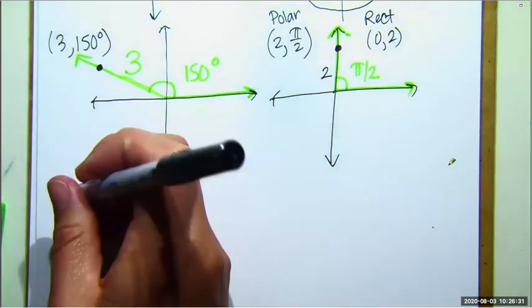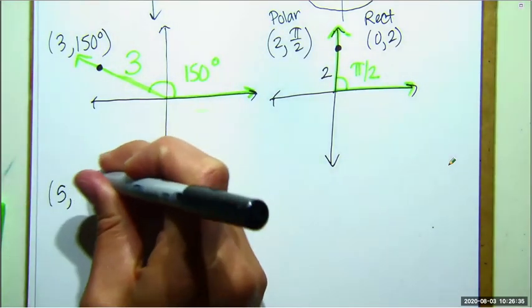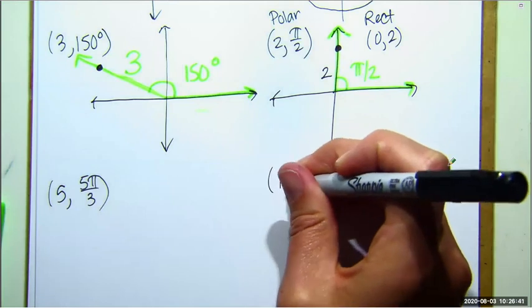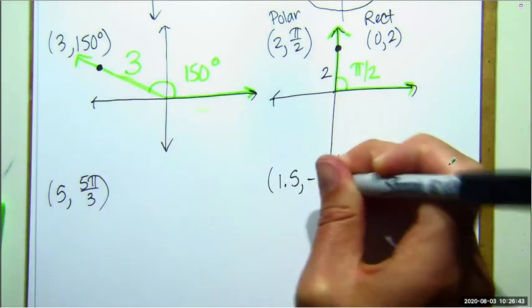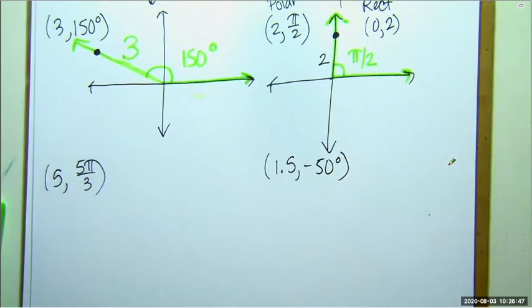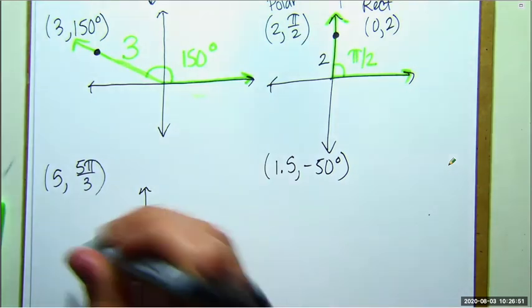So let's do (5, 5 pi over 3). And then the last one here, we'll do (1.5, negative 50). Okay, so we'll do 2 more. The next one is (5, 5 pi over 3).